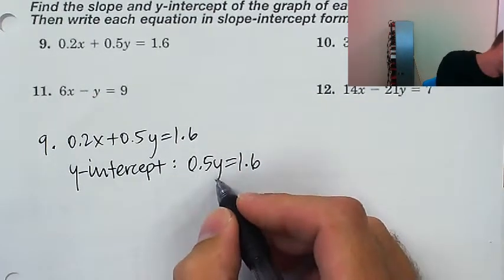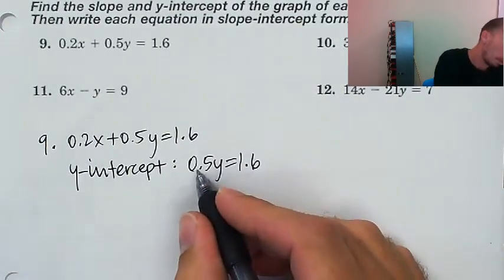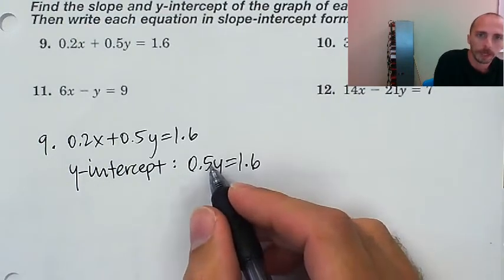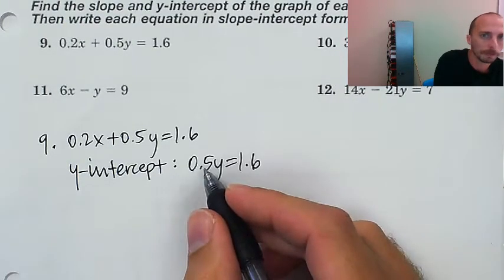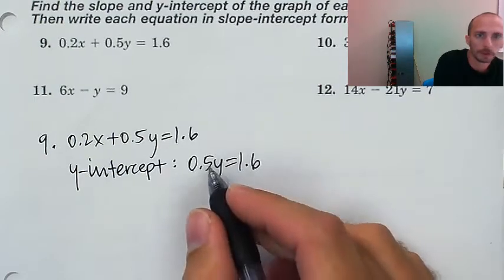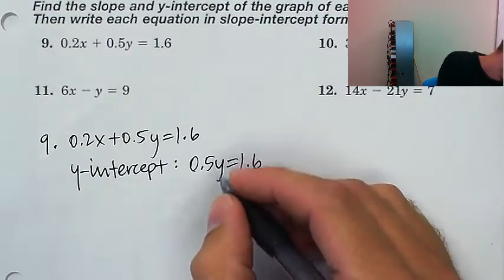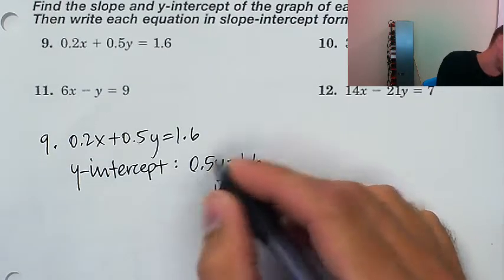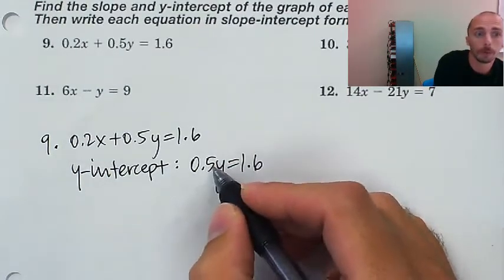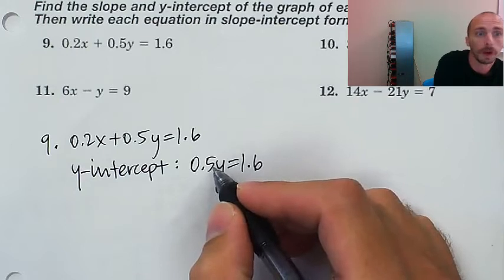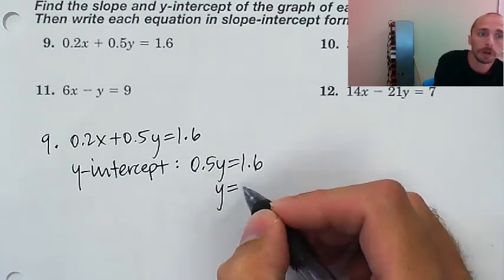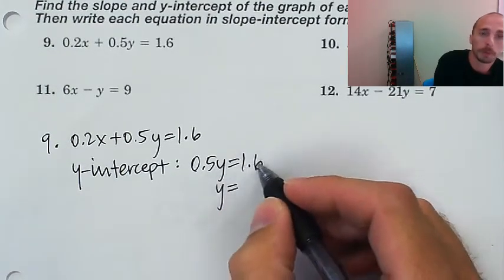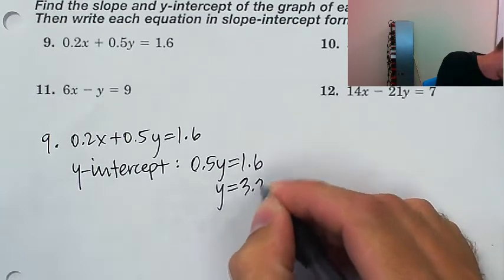Then I'm going to divide both sides by 0.5. We know that 0.5 is a half, and dividing by a half, we would flip and multiply, so it would be like multiplying by 2. So y is going to be equal to 1.6 times 2. Another way you could look at it is, what number would I multiply both sides of this equation by to get 1y? 2 times 0.5 is going to be 1. So 1y is going to be 1.6 times 2, and that's going to be 3.2.